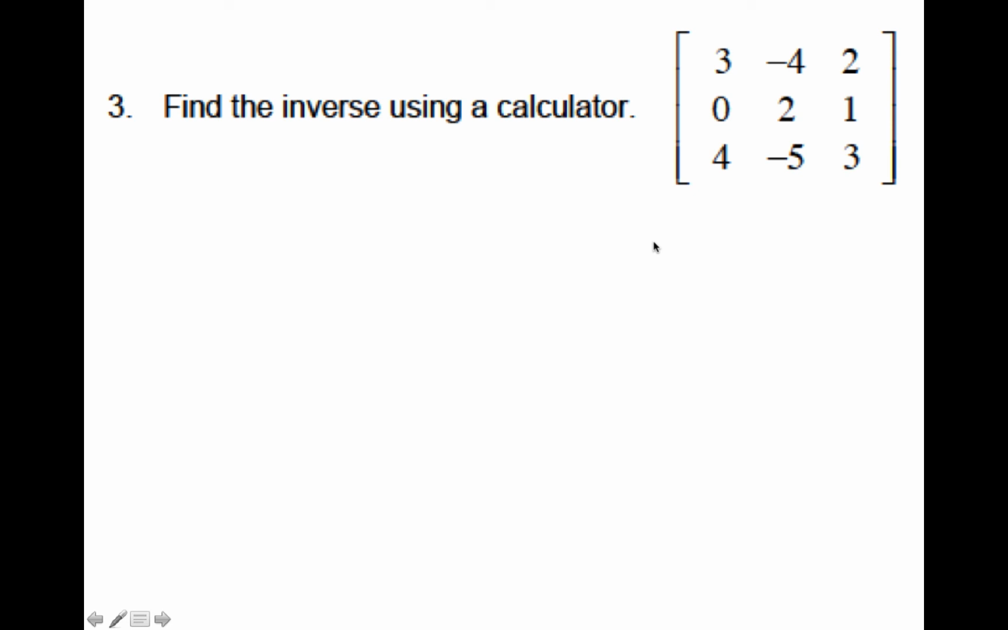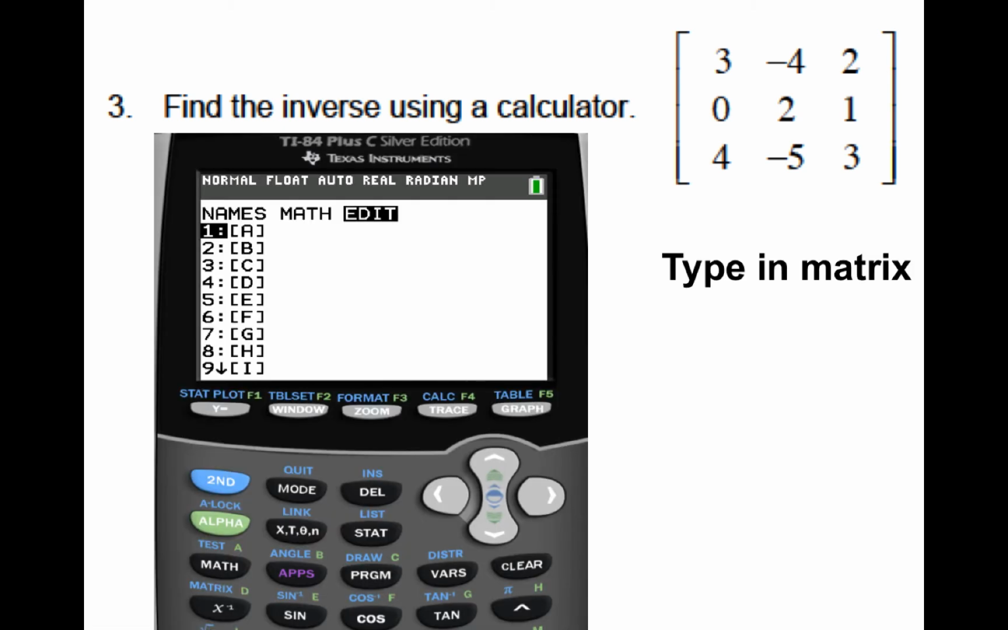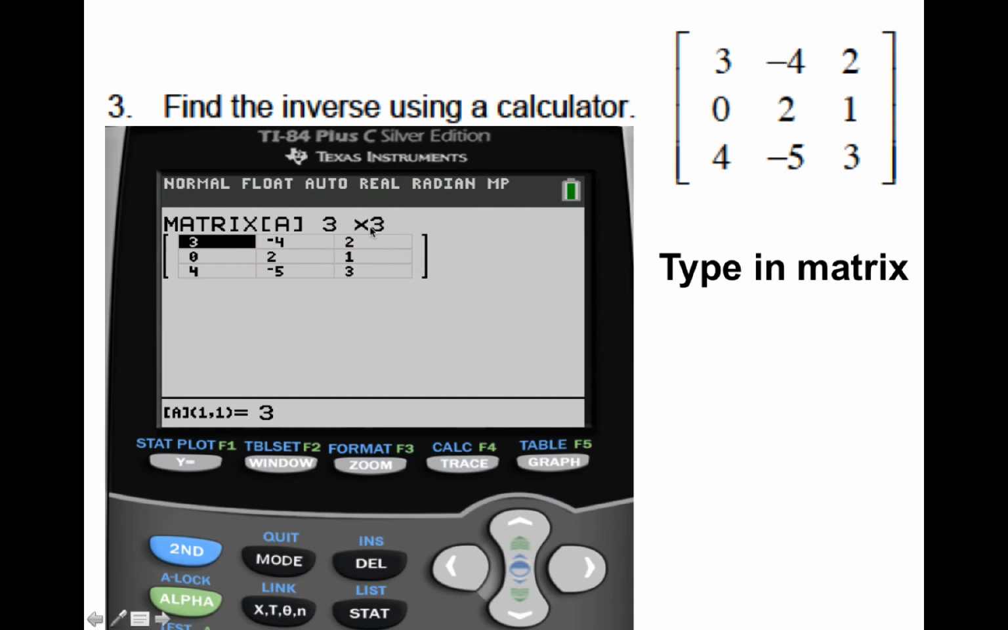Okay, we can actually find the inverse of any square matrix using our calculator. The only one you have to know by hand is a 2 by 2, but you can use a calculator to find the inverse of a 3 by 3. To do that, first type the matrix into your calculator. Go second matrix, then over to edit. Let's call it matrix A. This is a 3 by 3 matrix, and you type in 3, negative 4, 2, 0, 2, 1, 4, negative 5, and 3. Make sure you hit enter on that last number so it goes to the front.